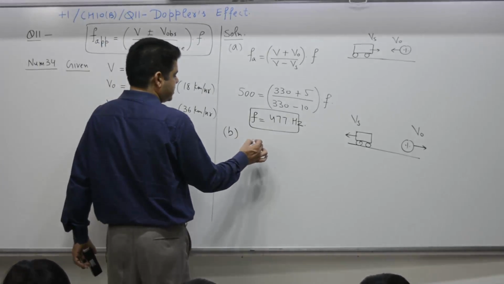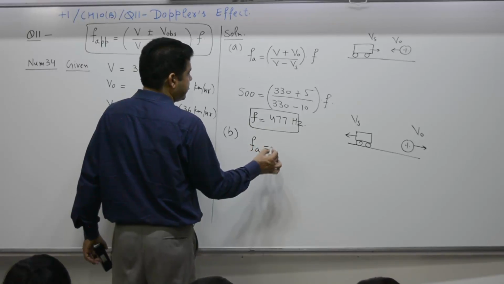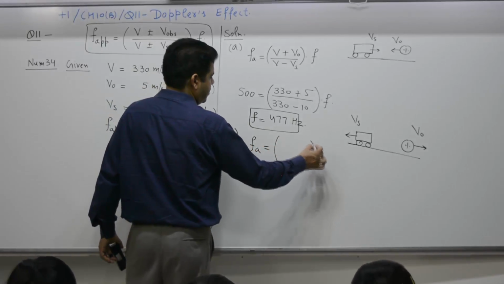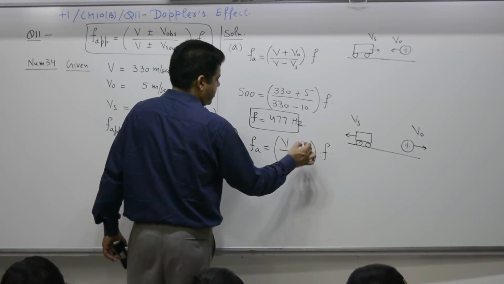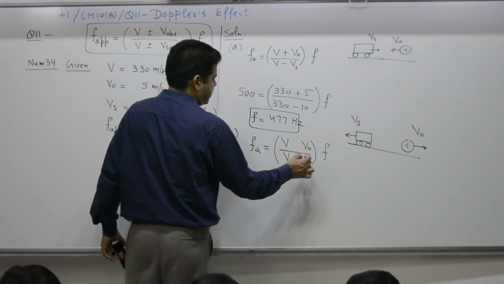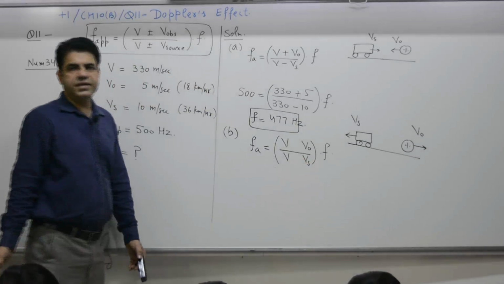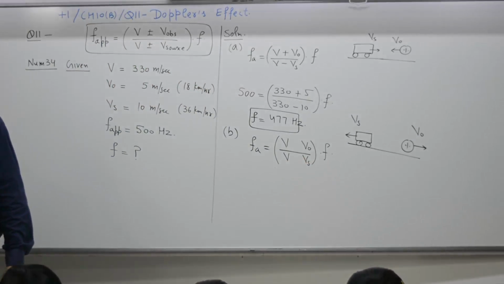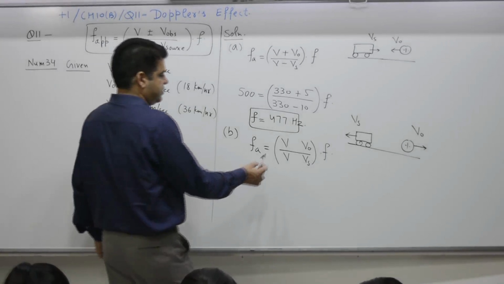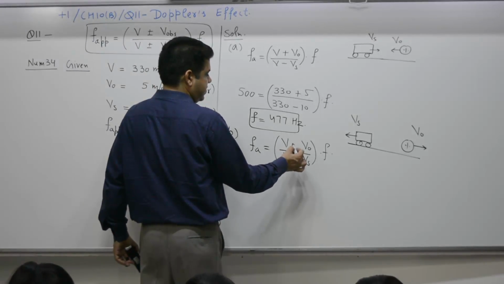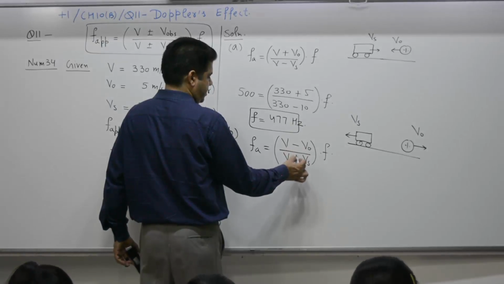So the formula is F apparent is equal to observer source. Mark the sign. Effect of each is what? To decrease. So this parameter, yes, negative. What about this one? Plus.